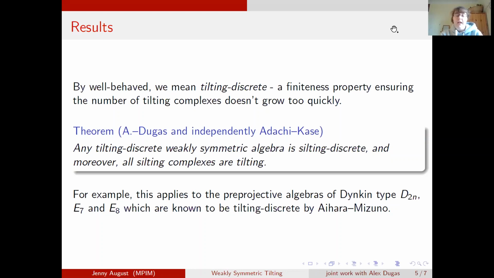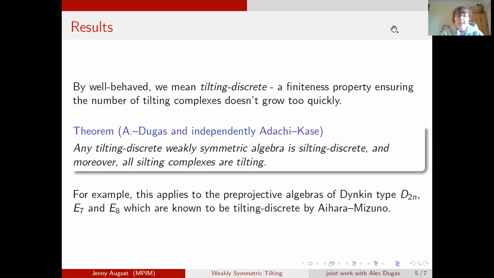So at this point, I really want to mention a paper by Adachi and Kase that came out right at the end of December. So their paper has come out before the paper of Alex and I, and actually also contains this precise result. So they get there independently, and they have a different proof. Actually, it's very interesting. It uses a concept called nu-stable silting complexes.